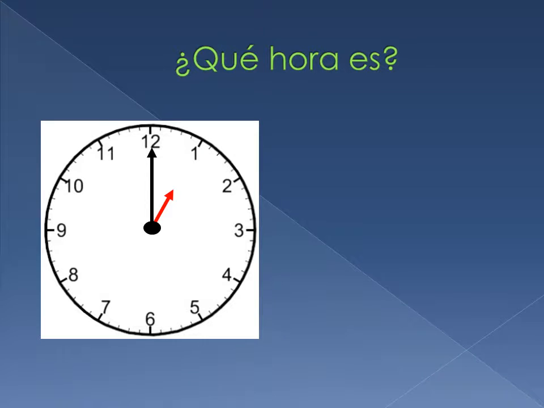So, ¿qué hora es? To say it's 1 o'clock in Spanish, es la una. Es la una. It's 1 o'clock. For all other numbers, such as 2 o'clock, son las dos. Son las dos. And that's because the Spanish consider it to be 2 hours, whereas it's only 1 hour. So you've got to say son rather than es.